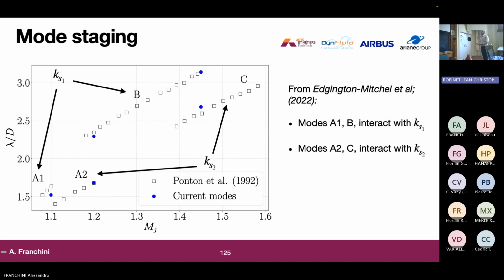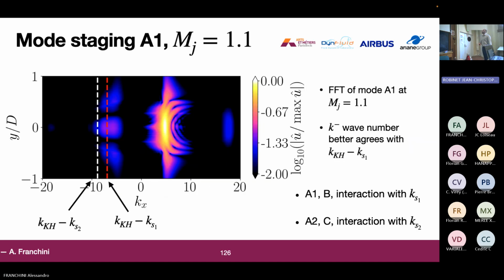In these papers, the staging mechanism has been described with the KS1 being the interaction of the Kelvin-Helmholtz mode with the A1 and B modes, and the KS2 being the cause of interaction for the A2 and C modes. So what we did is we looked at our spectrum and we calculated the interaction of the Kelvin-Helmholtz minus the KS1 and Kelvin-Helmholtz minus the KS2, and we see which gives the best agreement for each mode.